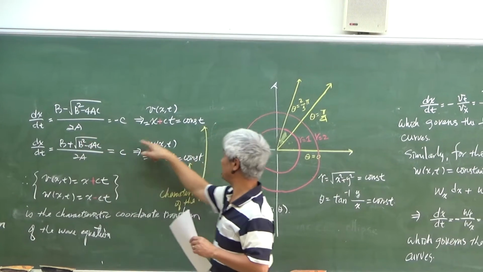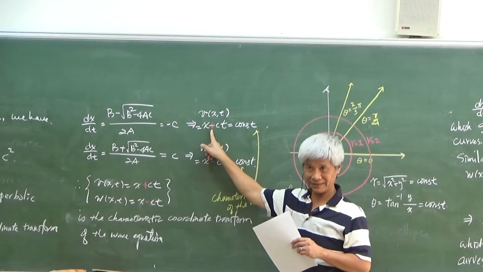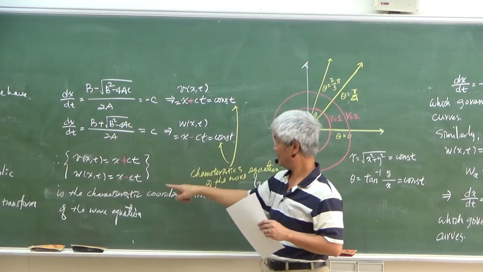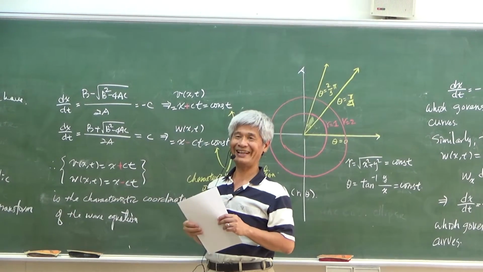To the same side, this comes to a plus sign. I'm sorry. So this is a plus sign. This is a minus sign. Okay. So this is plus, this is minus.